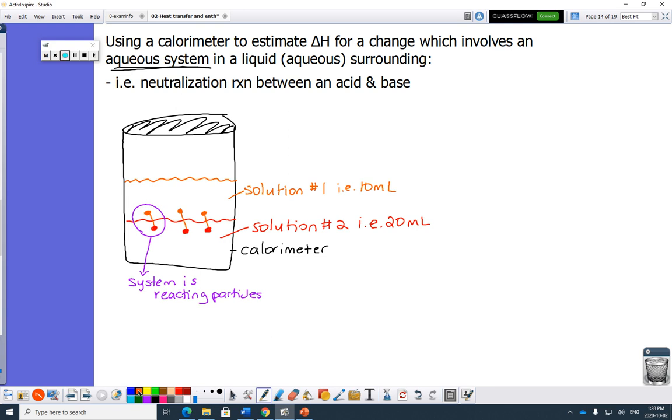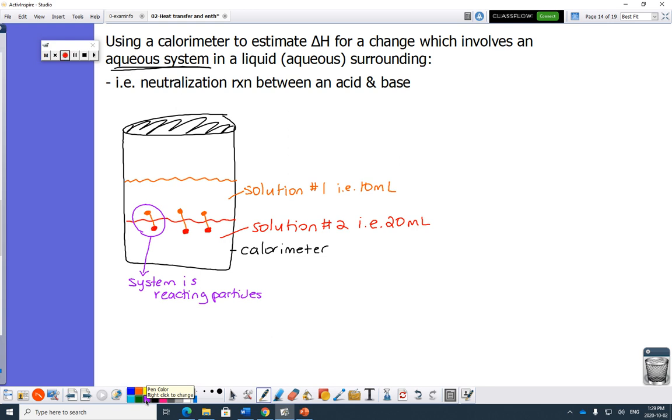So if we have solution 1, which is 10 milliliters, and solution 2, which is 20 milliliters, how much aqueousness or how much solution do we have total? 30. So that means technically we have 30 milliliters of water with particles inside, in between the water molecules, but all we're looking for is the total here. So when you have a question that has two solutions, in order to figure out how much surroundings there is, you have to add them together.